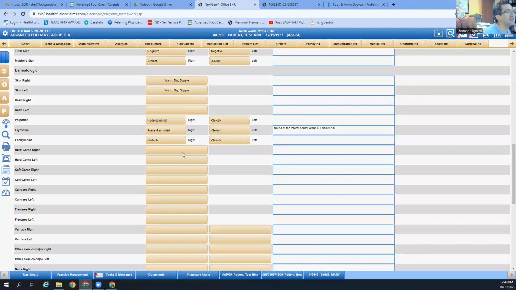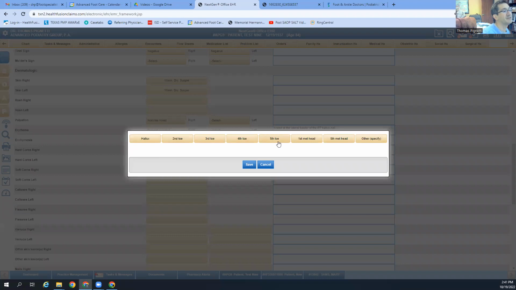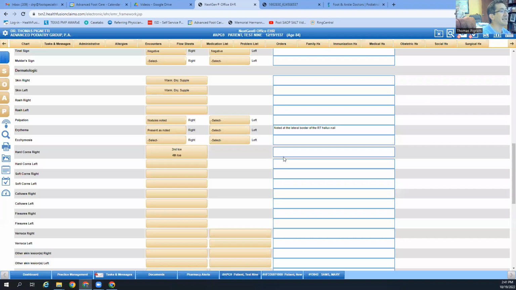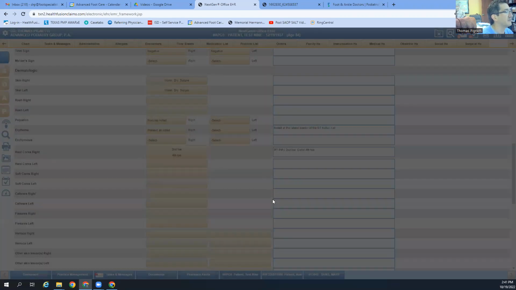So if you look at hard corn locations: hallux, second toe, third toe, fourth toe, fifth toe, first met head, fifth met head, other specify. I just mention where it is, right? So whether it's bottom or top, you can mention it. Let's say it's the second toe and the fourth toe. I might say it's at the right PIPJ second toe and distal fourth toe. We would let you know if that needs to be dictated that way. Same thing goes for the other toes.